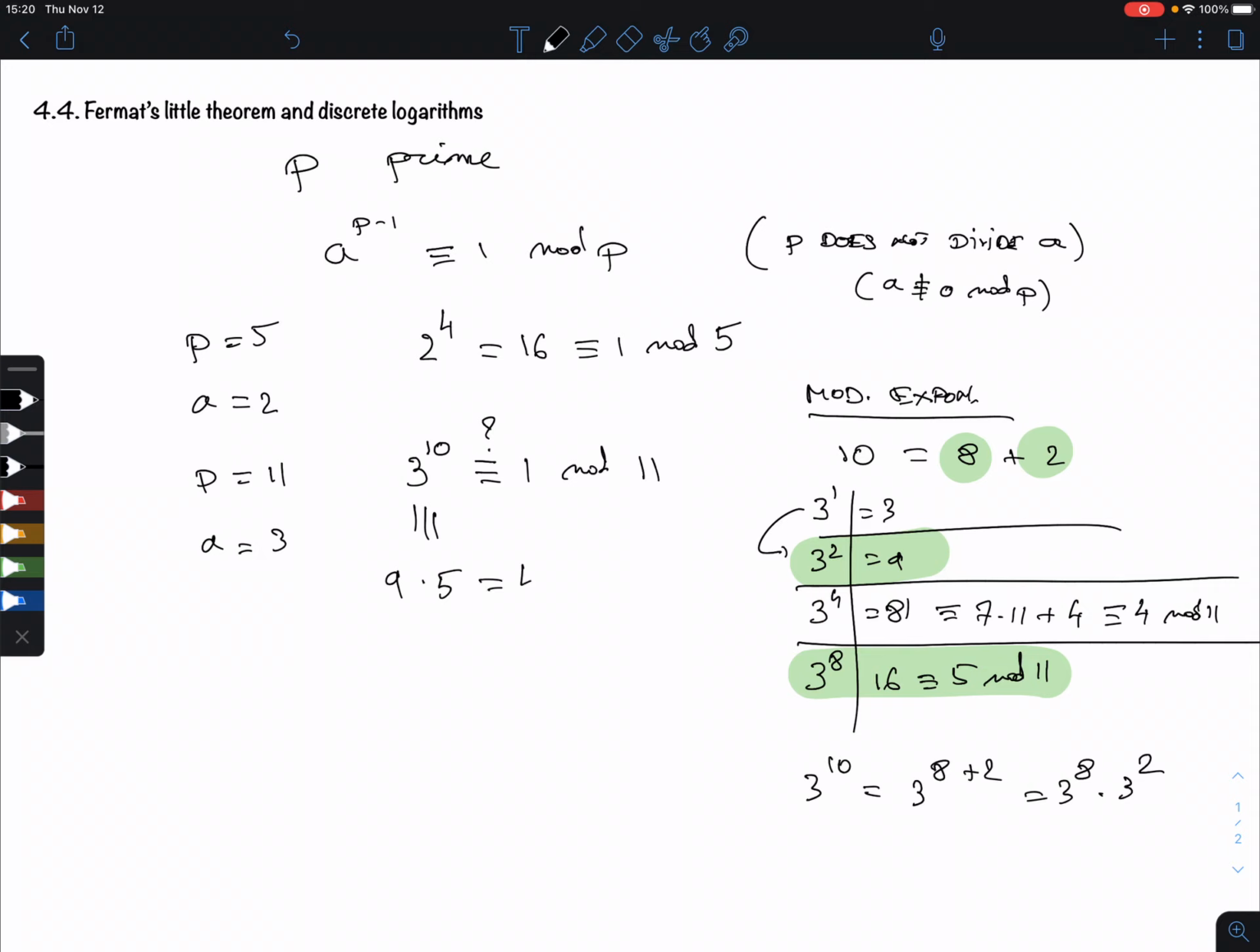So this is 45. What is 45? Well, that is 4 times 11 plus remainder 1, and this tells me that exactly this is equivalent to 1 mod 11, as predicted by Fermat's little theorem. So it is true. We don't have to verify this anymore.